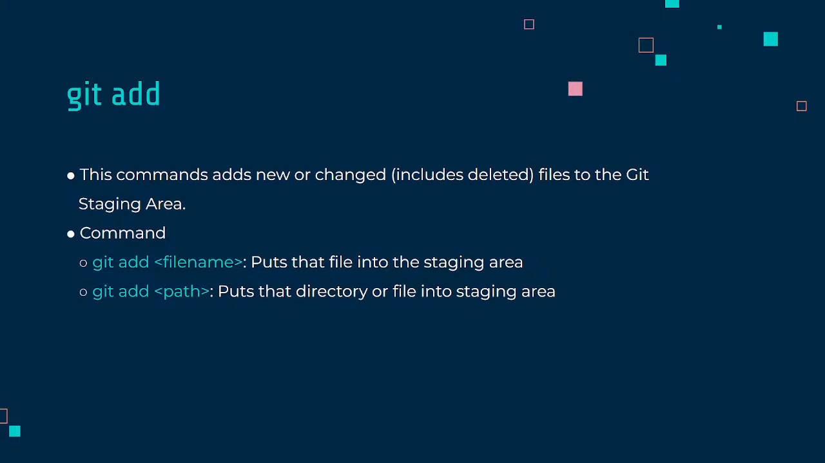Now the third command is git add. This command adds new or changed files, which also includes deleted files, to the Git staging area. The commands are git add file name, which is basically the file that you want to move towards the staging area, as we talked about before. Also the second command is git add path. The path is the path of the repo, file, or folder you want to add in this committed state. It puts the directory or file into a staging area.